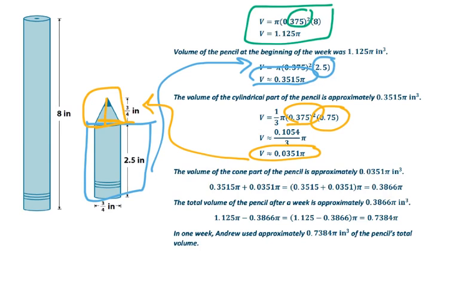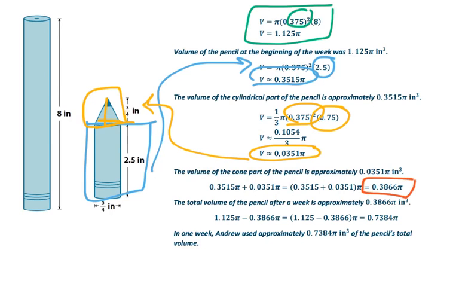We're going to add the 0.3515 pi, that's the part of the pencil that he can still hold on to, and to that we're going to add the 0.0351 pi, that's the little cone part on the top, and that's going to give us a total of 0.3866 pi. So that's how much of the volume is left. And then that doesn't answer the question, unfortunately.